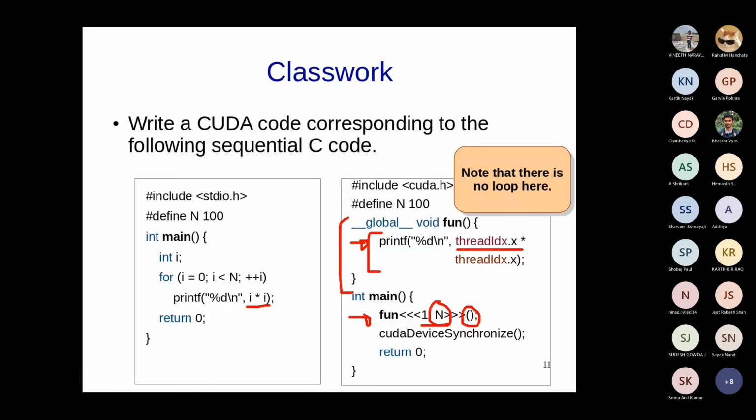So as Chaitanya was saying, can we pass parameters? Yes, we'll pass parameters, which are typically going to be pointers, but you can also pass normal values like 5, 10, an integer variable, a character variable, etc., which get copied to the GPU. Okay, so we'll do that in the next slide. But is there any other question for now?